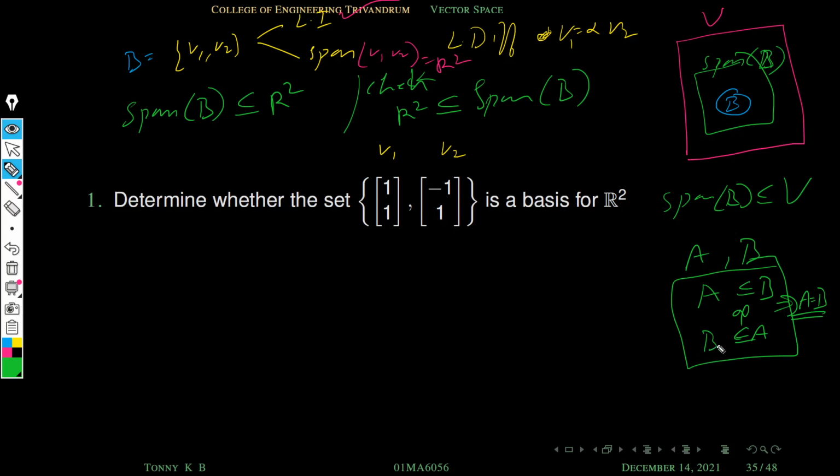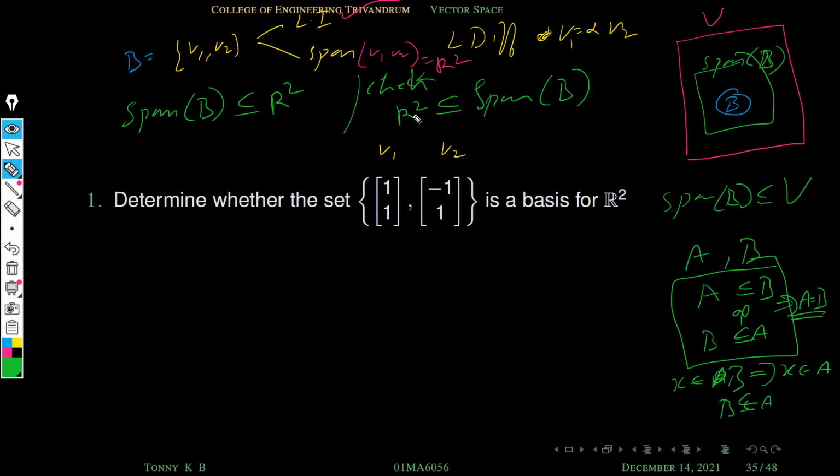For that, we consider an arbitrary element from B. Then check whether it belongs to A. If this is true for all the elements in B, then it is clear that B is a subset of A. Right? You choose an arbitrary element from B and check whether it belongs to A or not. If it belongs to A, then the conclusion is B is a subset of A. So a similar technique is applied for this condition.